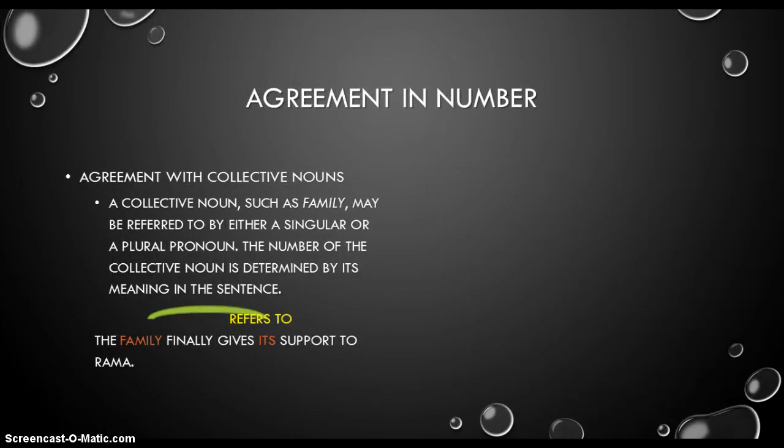Right now we have collective nouns. When we have collective nouns like family, sometimes they're singular and sometimes they're plural. You have to look at the sentence to figure out the meaning. So here we have, the family finally gives its support to Rama. Now this is singular because the family is acting as a whole. So the family is acting as one. This makes it singular.